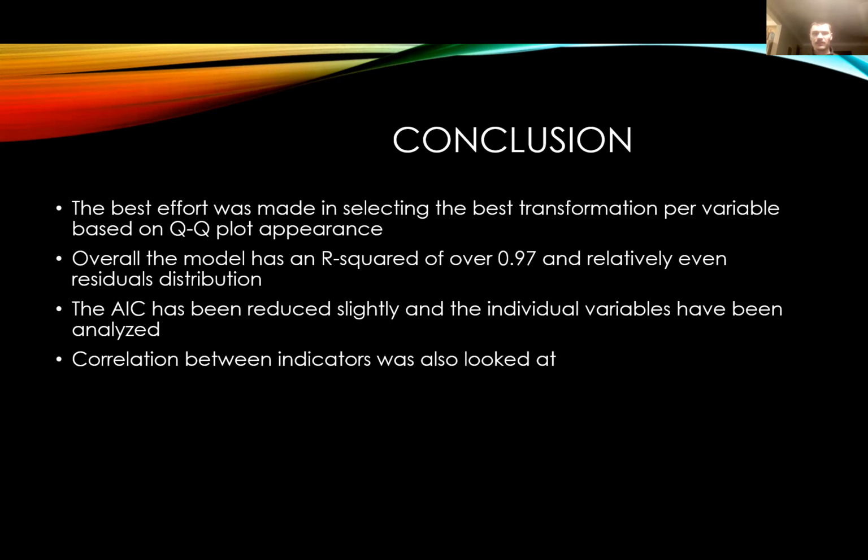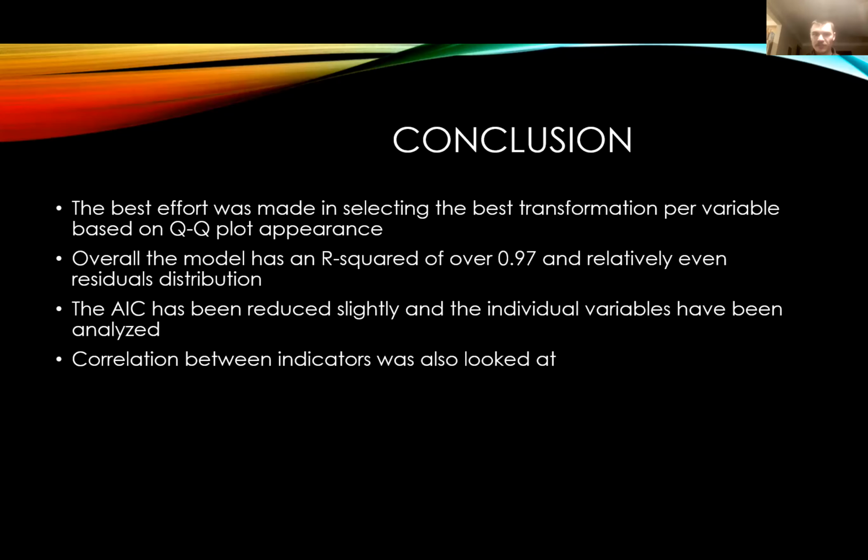For the conclusion, the best effort was made in selecting the best transformation per variable, whether it was a square root or log, or just keeping it as it is, based on the QQ plot. And the model has an R squared of over 0.97, which is extremely high, and it has relatively even residuals overall. The AIC has been reduced slightly, and the individual variables have been analyzed. And the correlation between the indicators has also been looked at and analyzed as well. And that is all.